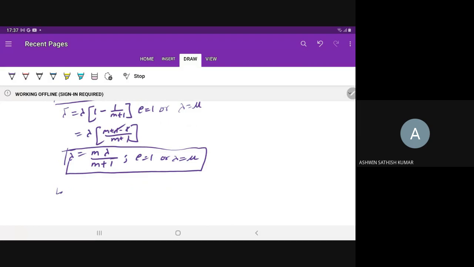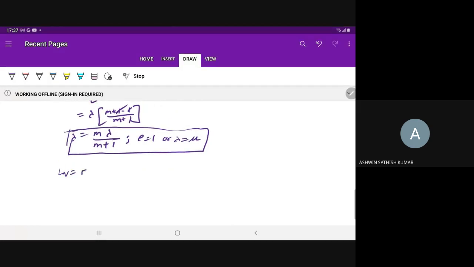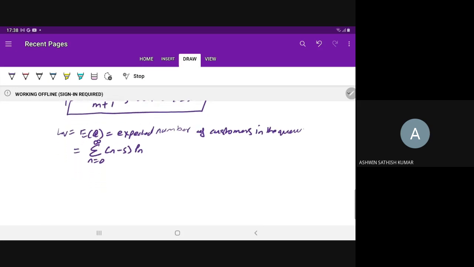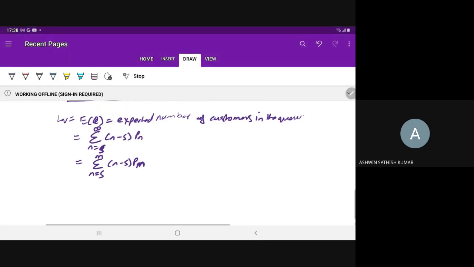Now, if you compute the Lq, what is the basic formula of Lq? Lq is the expected number of customers in the queue. So here we have the summation. Basic formula is summation of n minus s into Pn, n is equal to 0 to infinity. But we know that P m plus 1, P m plus 2 and so on are 0. So this will become n is equal to s to m, n minus s into Pn will be the required formula.